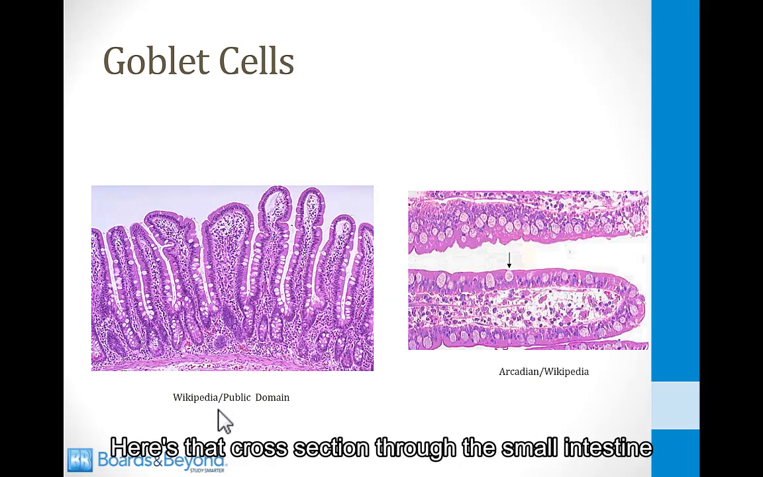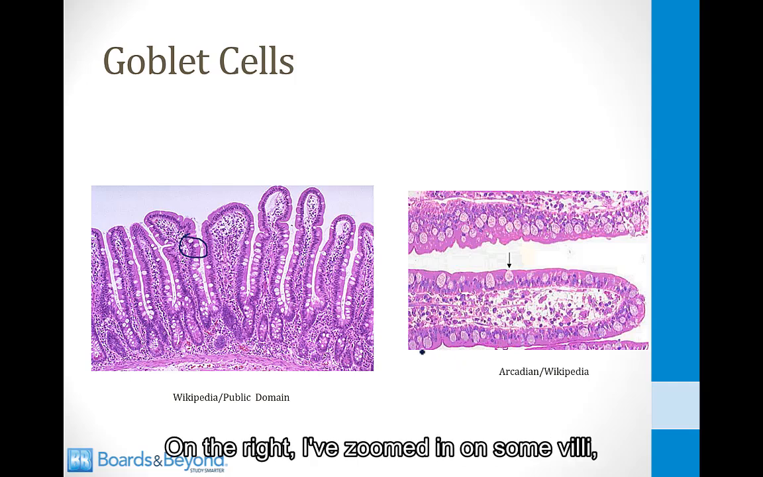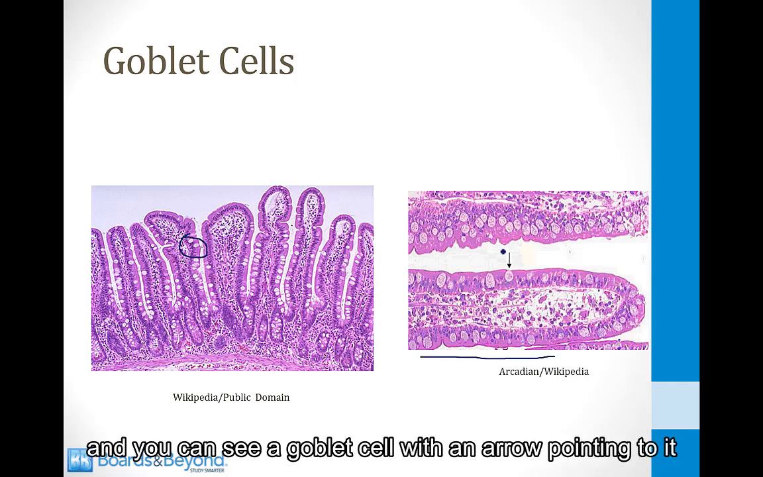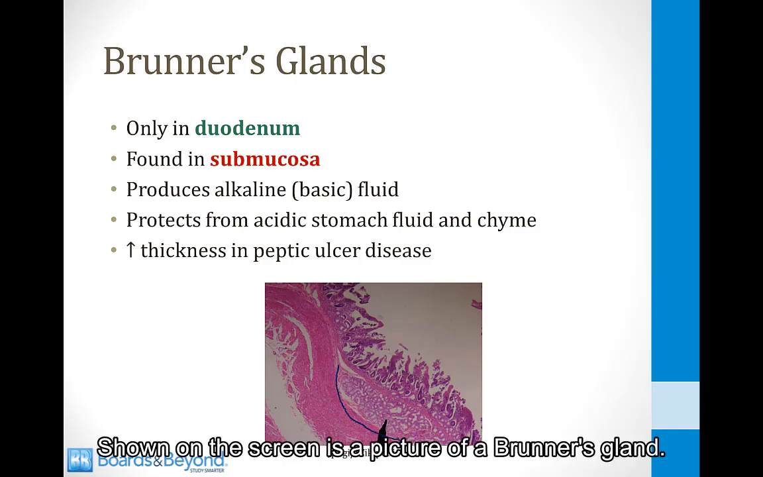Here's that cross-section through the small intestine that we saw before. These clear cells here are goblet cells. On the right, I've zoomed in on some villi, and you can see a goblet cell with an arrow pointing to it right here. Shown on the screen is a picture of a Brunner's gland.